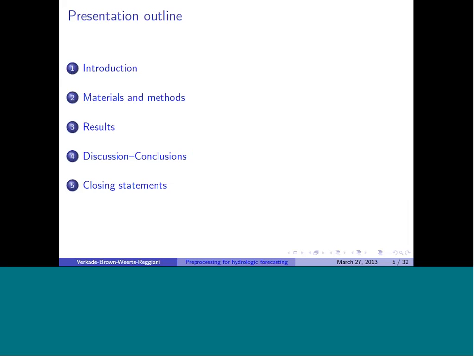Today's presentation, that was the introduction. The outline is I'll show you what materials and methods we used and applied in this research. I'll discuss some of the results with you. We've drawn some conclusions from that, and after some closing statements, maybe there's time for some questions.